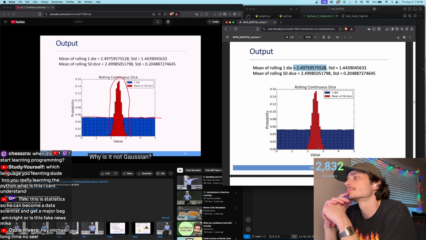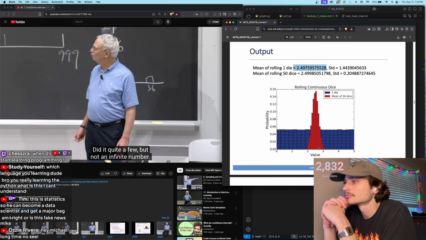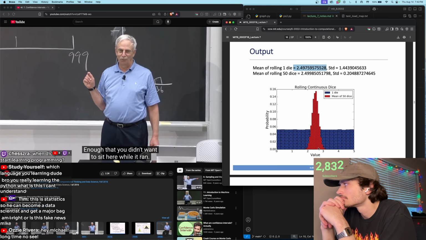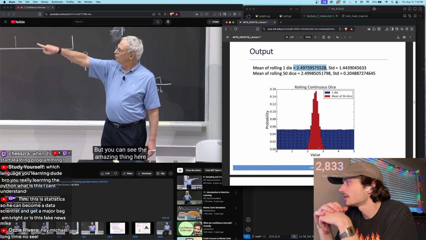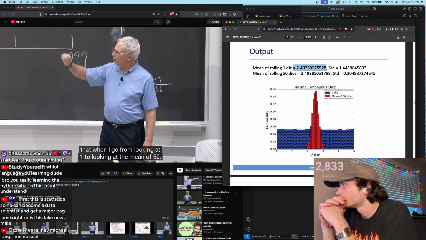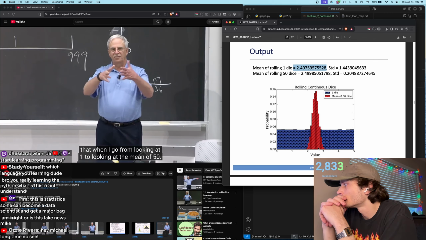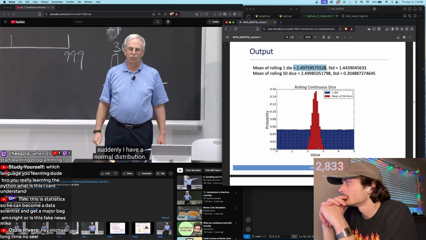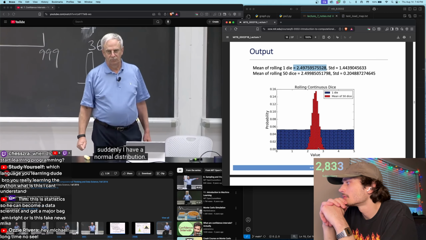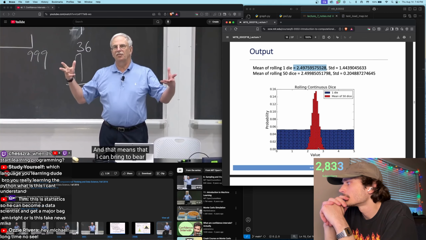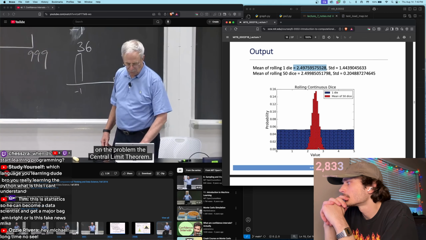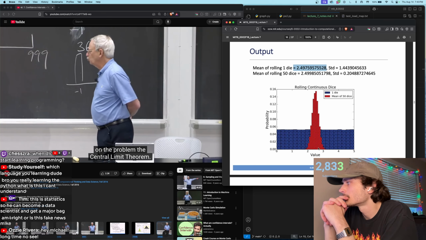Why is it not Gaussian? Well, I didn't do it an infinite number of times. Did it quite a few, but not an infinite number. Enough that you didn't want to sit here while it ran. But you can see the amazing thing here: when I go from looking at 1 die to looking at the mean of 50, suddenly I have a normal distribution. And that means that I can bring to bear on the problem the central limit theorem.